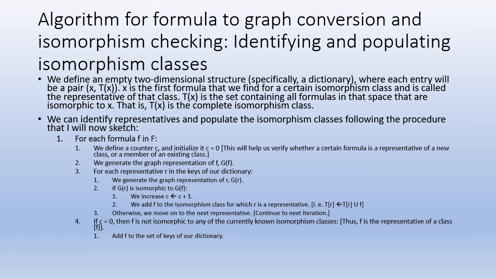For each representative r in the keys of our dictionary, we generate the graph representation of r, g of r. If g of r is isomorphic to g of f, we increase our counter by 1. We then add f to the isomorphism class for which r is a representative. Otherwise, we move on to the next representative. That is, we continue to the next iteration. If our counter is 0 after iterating over all representatives, then f is not isomorphic to any of the currently known isomorphism classes. Thus, f is a representative of a class. We add f to the set of keys of our dictionary.